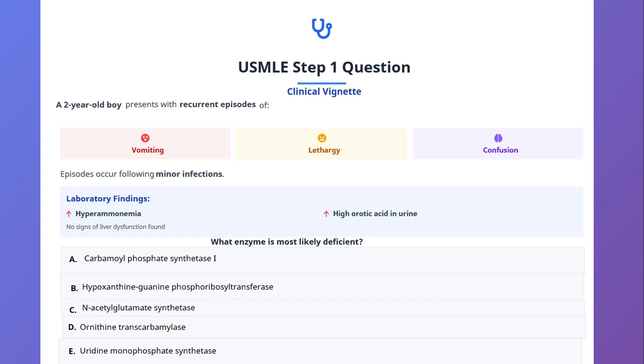Option A, carbamoyl phosphate synthetase 1. Option B, hypoxanthine guanine phosphoribosyltransferase. Option C, N-acetylglutamate synthetase. Option D, Ornithine Transcarbamylase. Option E, uridine monophosphate synthetase. Let us examine each choice carefully.